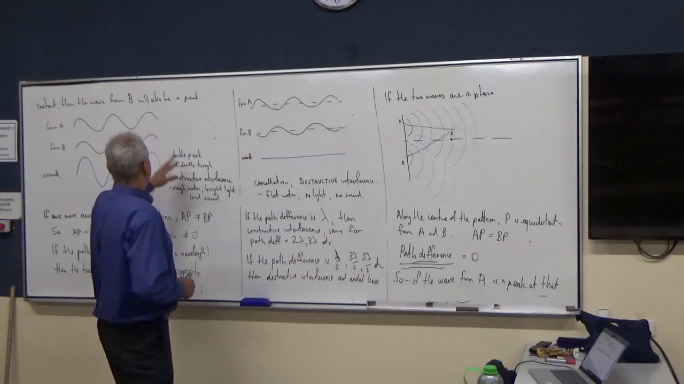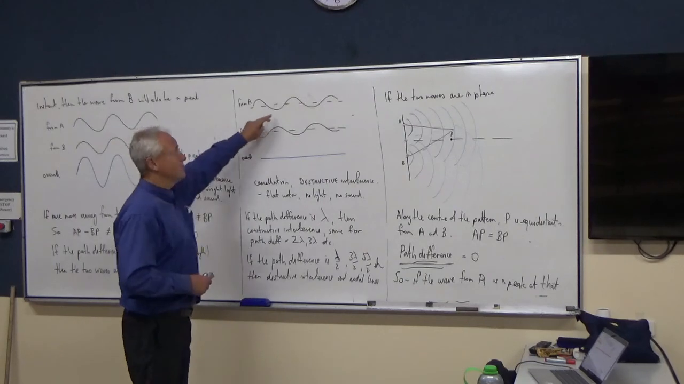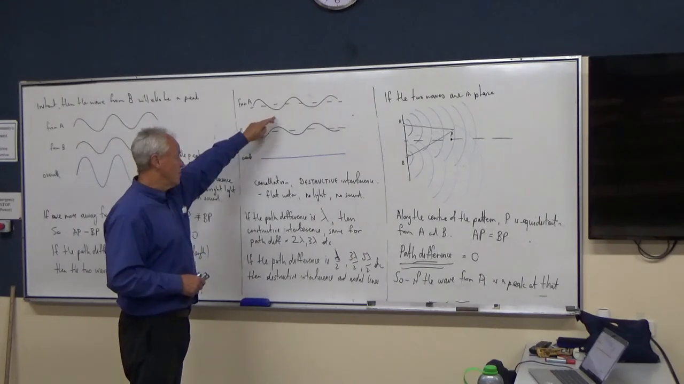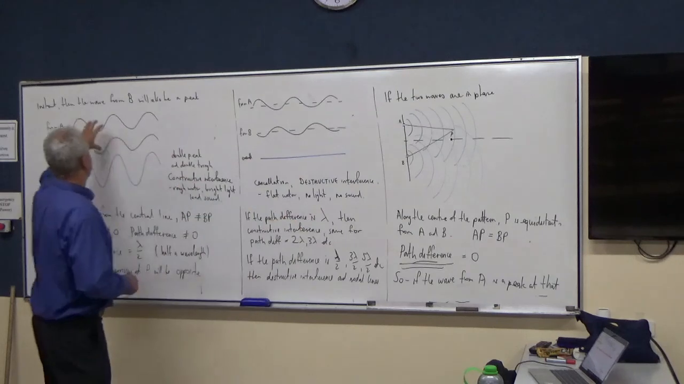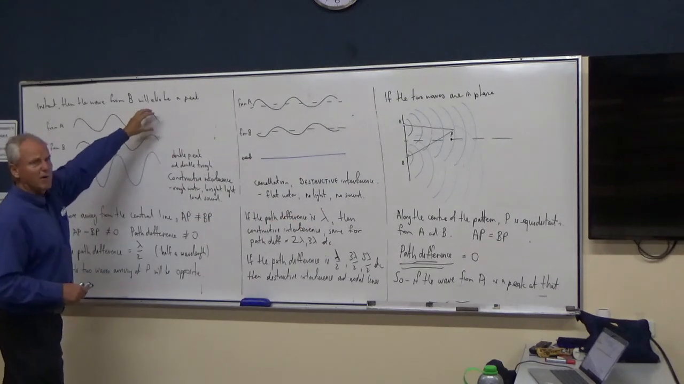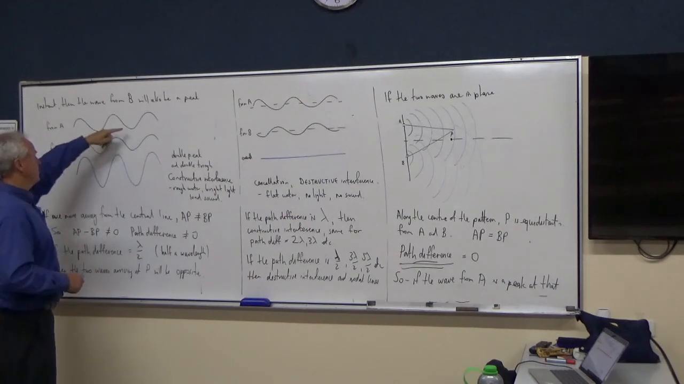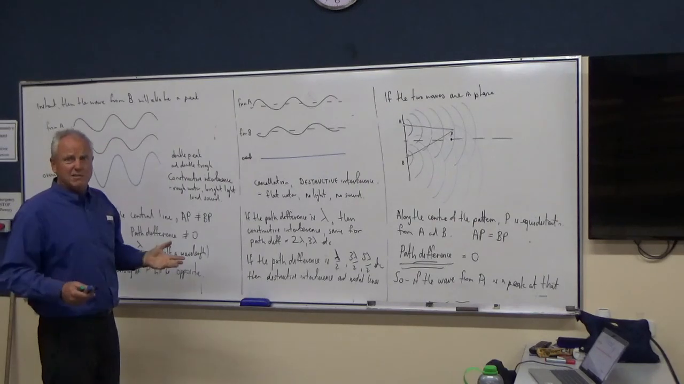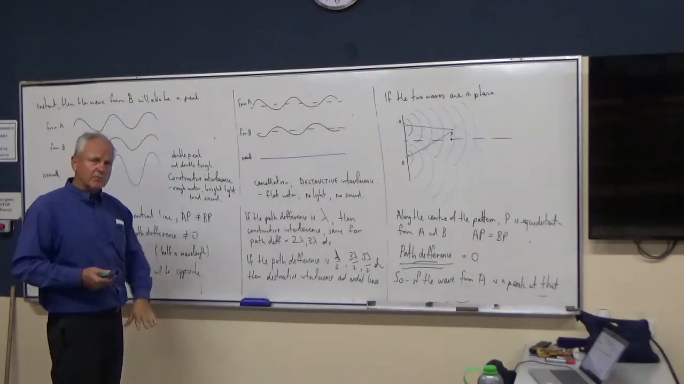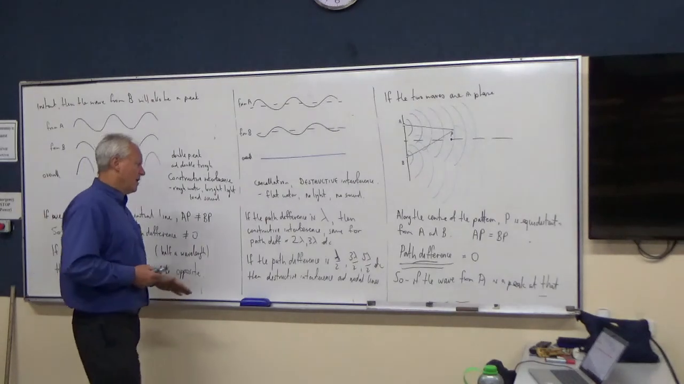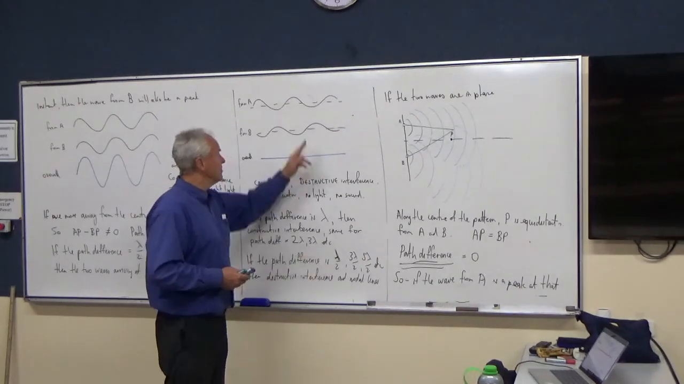So there's for path difference of 0, there's for path difference of lambda on 2. If you've got path difference of lambda, then you've got the same, except that one's moved along by lambda, and you've still got peak and peak, trough and trough. Exactly the same. Double peak, double trough, double peak, double trough. If the path difference is lambda on 2, yep.